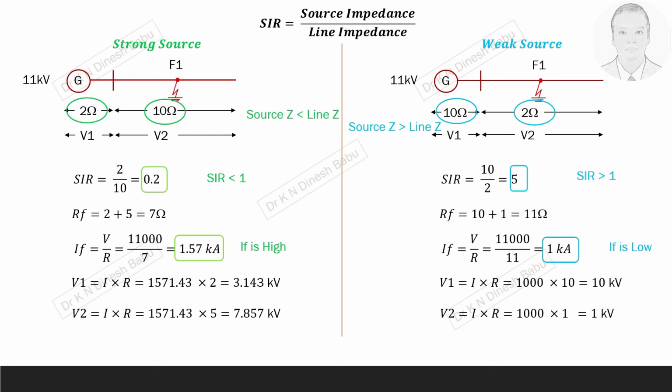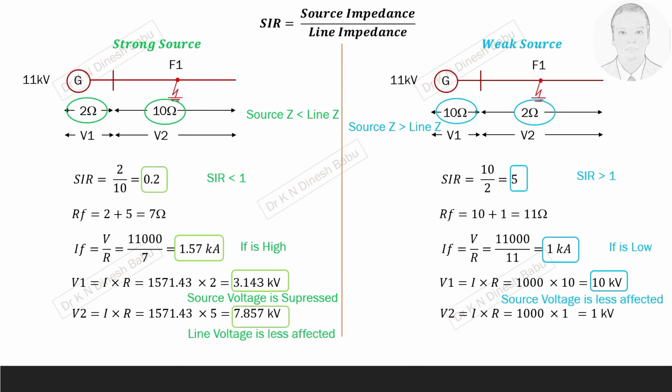The fourth difference, the source voltage. You can see here, from 11 kV it has dipped down to 3.143 kV. The source voltage is suppressed, whereas in the weak source you can see from 11 kV it has just dipped down to 10 kV, so it is less affected. Whereas V2, in a strong source, is less affected. The line voltage is less affected. From 11 kV it has moved to 7.857 kV, whereas here in the weak source it is suppressed from 11 kV to 1 kV.